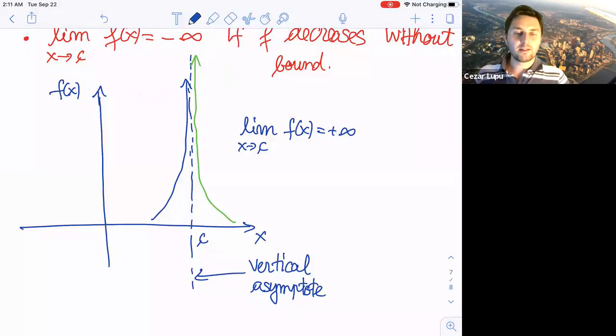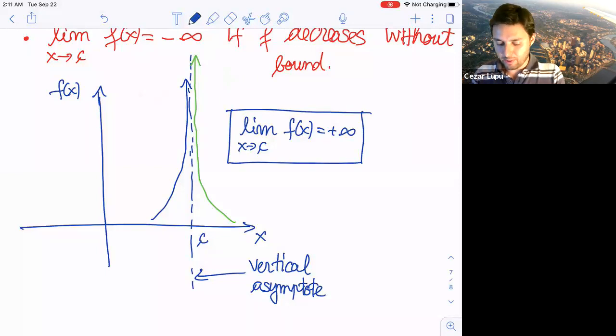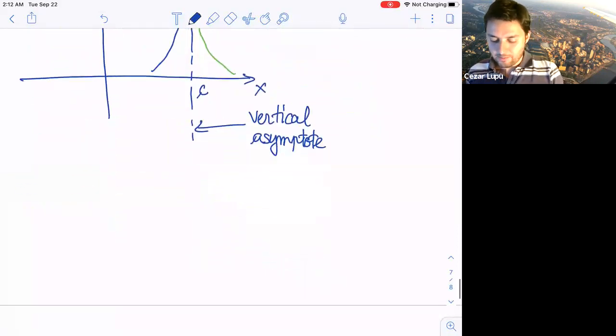So we can write this by saying that the limit as x approaches c, as you can look in the picture, x approaches c because the function f of x, its graph, is getting very, very close to this vertical asymptote, c. So all the points x are very close to c, but f of x goes and doesn't stop. So it grows without a bound. So we can say that this means that the limit as x approaches c of f of x is positive infinity.